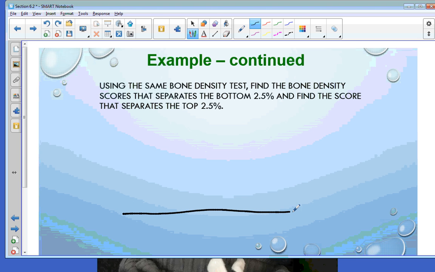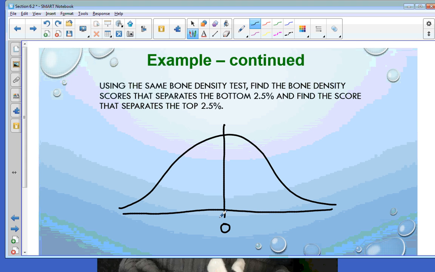So here we go. We're going to do that sketch again. You know you're going to be sketching these a whole lot. As a matter of fact, I have put some up that you could print out and just go ahead and write on, just to make it easier. So remember our zero in the center, and I want to find the bottom 2.5% and the top 2.5%.